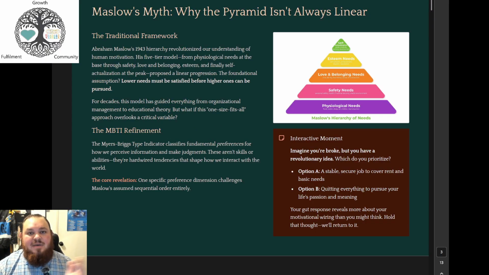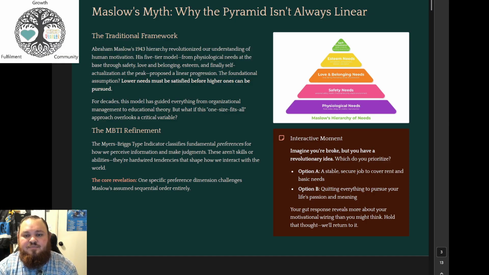So here we have the Maslow myth. Why this pyramid isn't linear. Let's look at Abraham Maslow's 1943 hierarchy, a revolutionary understanding of human motivation. As you see in the image here, we have the 5 tiers: physiological need, safety need, love and belonging need, esteem need, and self-actualization. Maslow says that you need to achieve each tier before pursuing the following tier, stacking up in a linear path.